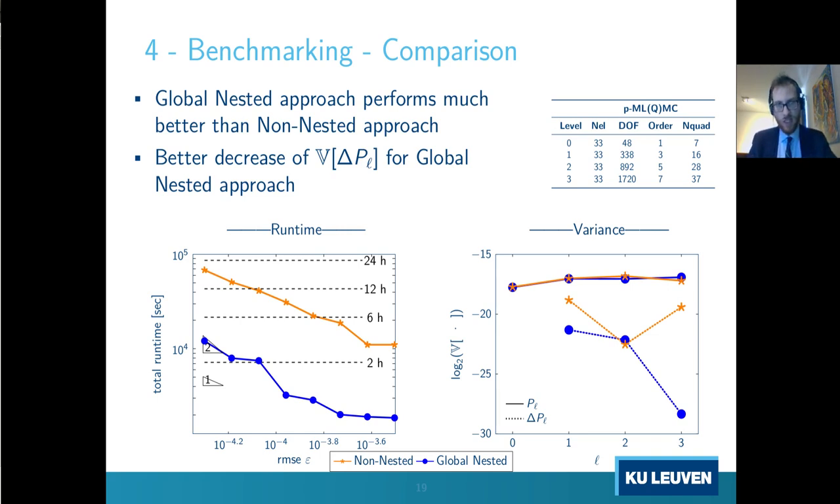Unfortunately, I cannot show you results for the local nested approach due to unforeseen circumstances with the supercomputer here in Leuven.